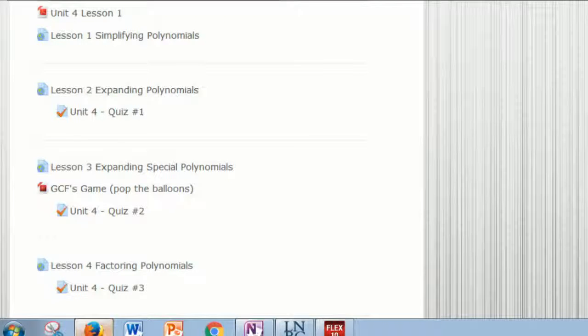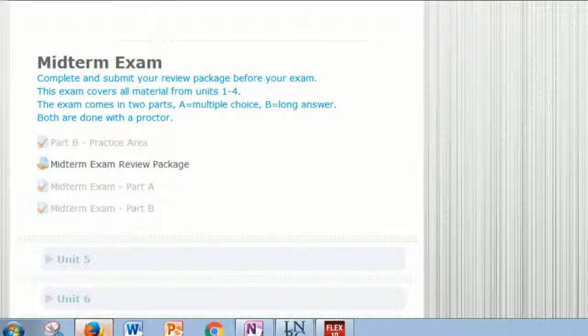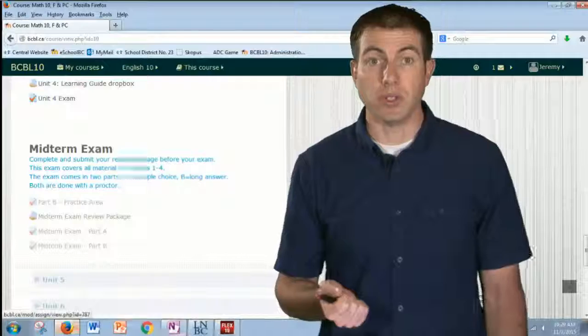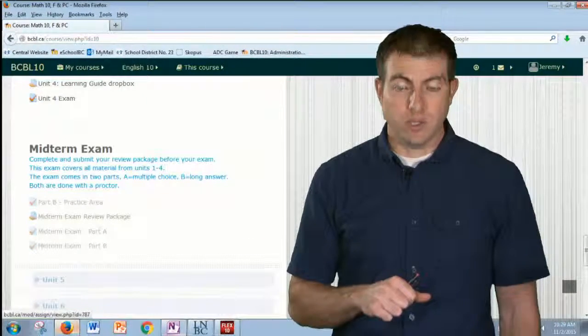So anyways, if we go down a little bit further at the very bottom, these light gray ones, like practice area and midterm exam part A and B, you guys can't see these. This is kind of the teacher view. But this midterm exam review package you guys can see. And this review package is, I think, 9 pages of review for the midterm. And we're going to submit it just like we would submit any other review. So it's kind of going to be like one of the learning guides that you guys have done so far.